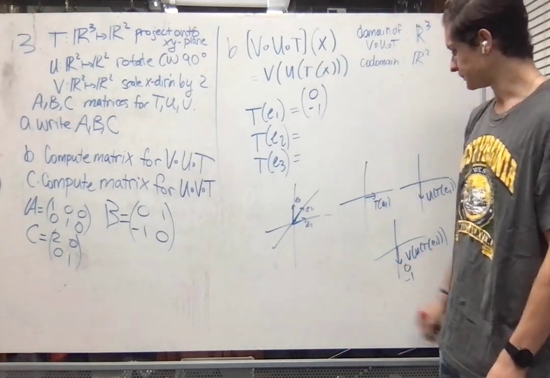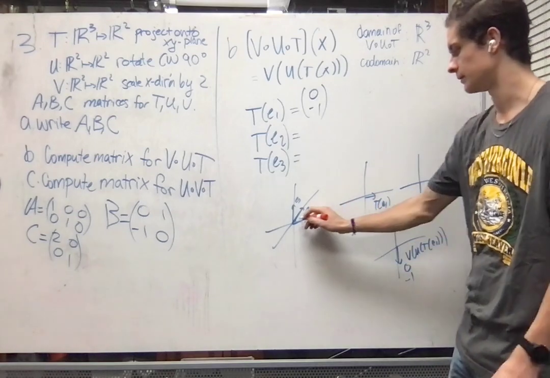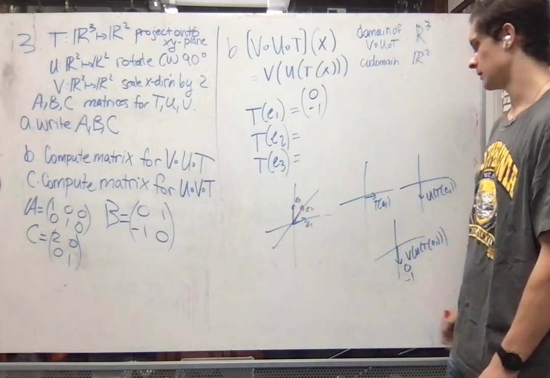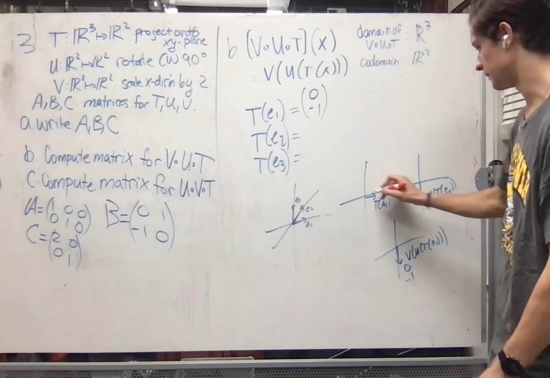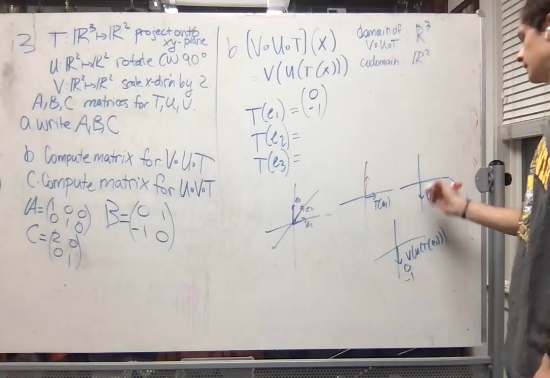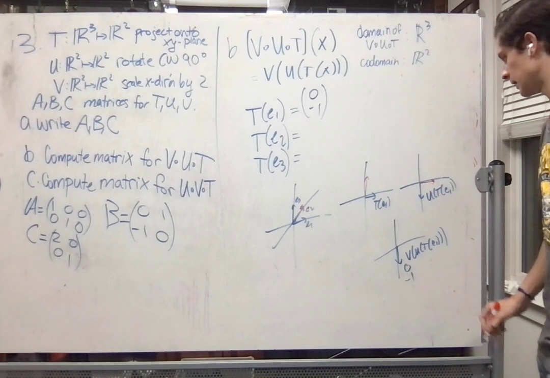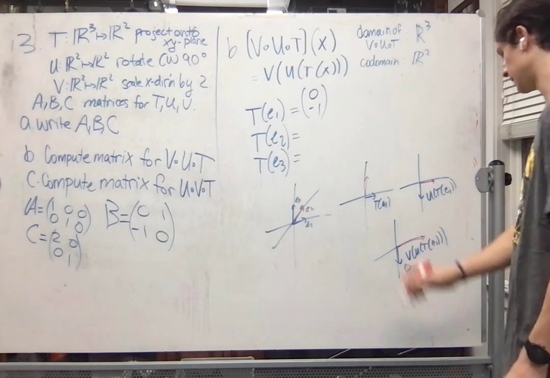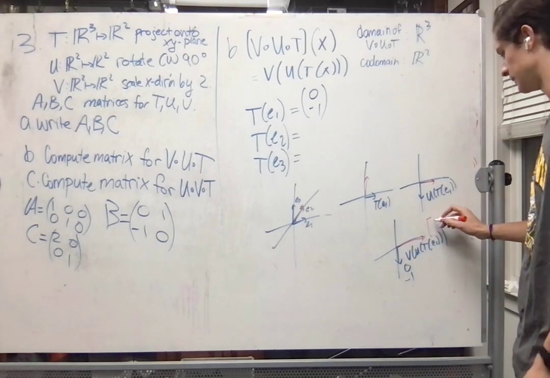Now for E2. So now I'm going to do it in reverse. So T of E2 is going to be here, and then clockwise by 90 degrees is going to be here, and then stretching the x direction is going to be over here. So we can figure that this would be 2, 0.